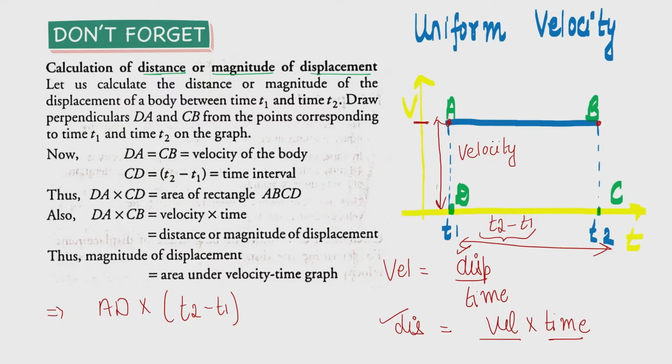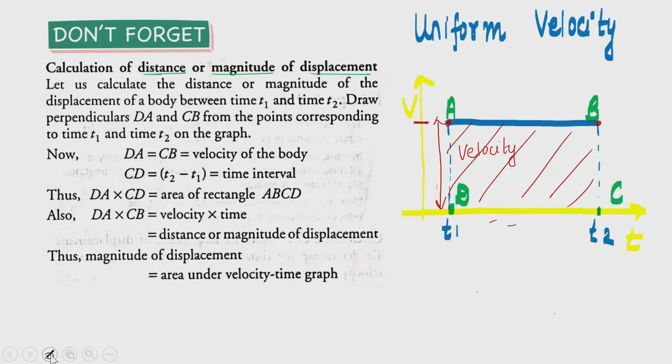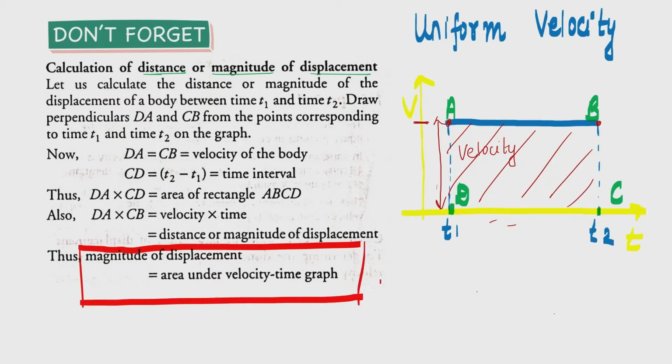So basically, the rectangle is not visible, but there is a rectangle; AD and DC are the sides of the rectangle. We are multiplying the length and breadth of the rectangle to get the distance or the displacement. So finally we can conclude that the area of the rectangle under the velocity time graph gives us the distance or the magnitude of displacement. I'm just highlighting which is really super important, that is, the magnitude of displacement is equal to the area under the velocity time graph.